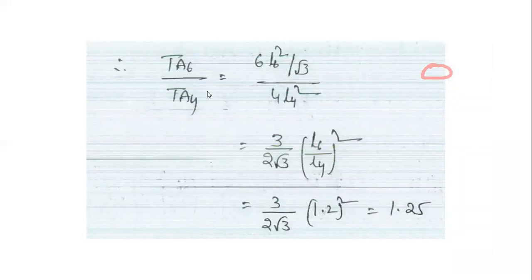Therefore, the total area ratio TA6 by TA4, with TA4 equal to 6L square by root 3, is 1.25.